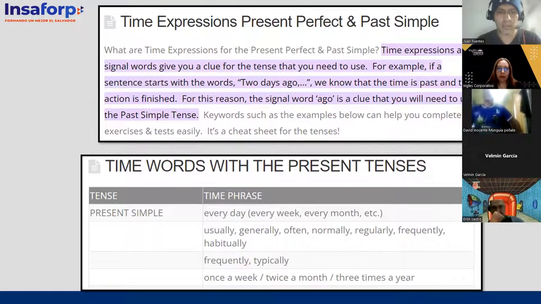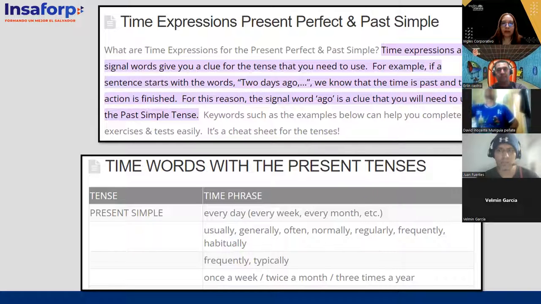Very good. Thank you. Okay, so time expressions, realmente lo que hacen, si queremos generalizarlo o resumirlo, time expressions son todas aquellas expresiones de tiempo que me ayudan a mí a identificar en qué tiempo gramatical se está hablando. El mejor ejemplo es el que nos da acá al principio el párrafo. Si, por ejemplo, yo empiezo con una oración y empiezo diciendo, 2 days ago, hace 2 días, esa es una time expression. Estoy indicando que lo que viene a continuación lo voy a narrar en pasado. Hace 2 días es tiempo pasado, sí o sí, right?